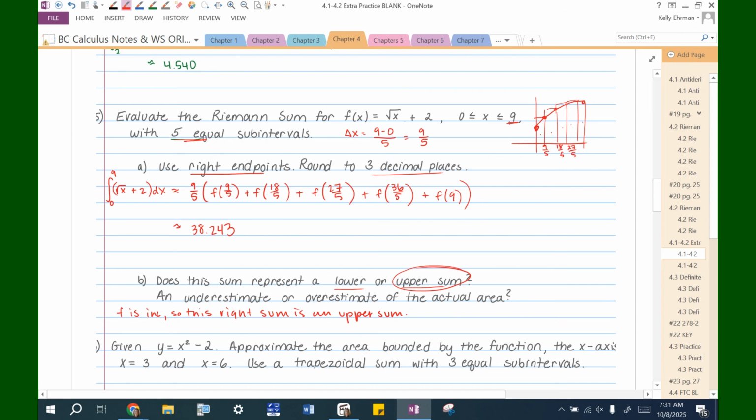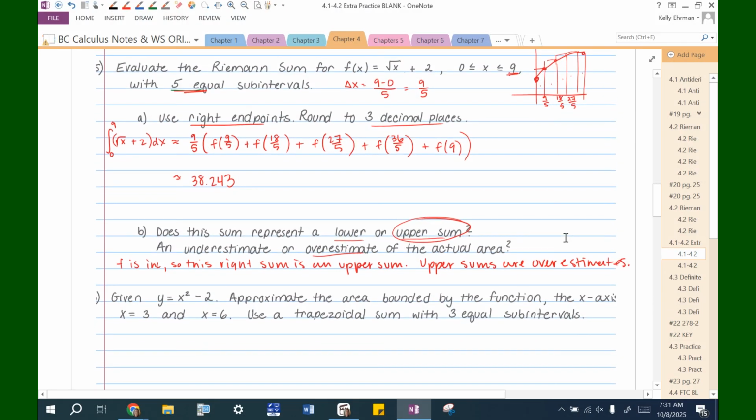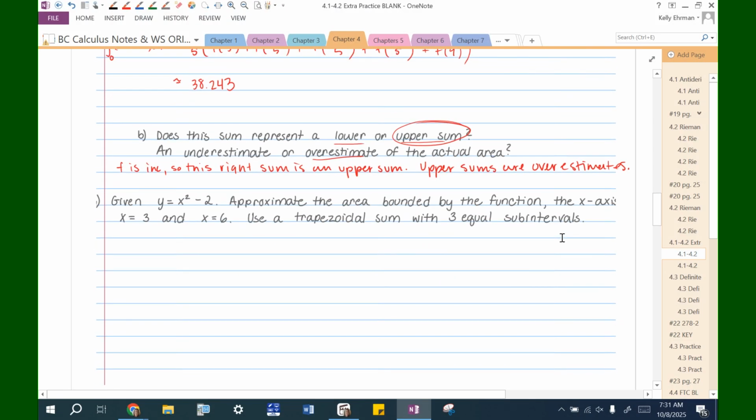If your answer is upper sum, that's always an overestimate. Upper sums are overestimates. So it's not always true that right sums are overestimates, but upper sums are always overestimates.